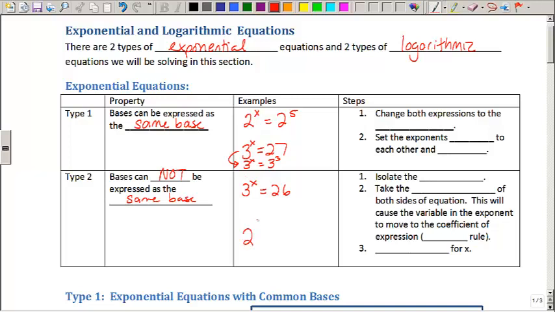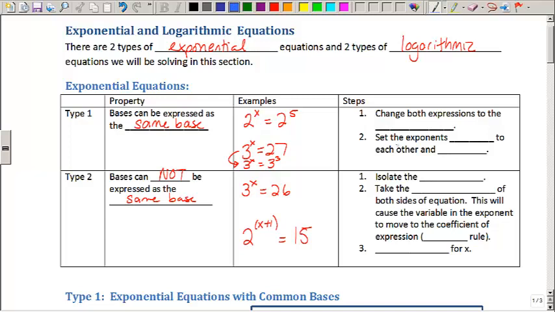Just to give you one more example: 2 to the x plus 1 equals 15. Notice 2 and 15 cannot be rewritten as the same base. 15 is not a power of 2, so I can't do that. So I'd have to use the methods described in type 2. Let's go through the steps of both, and then we'll give you some practice problems.